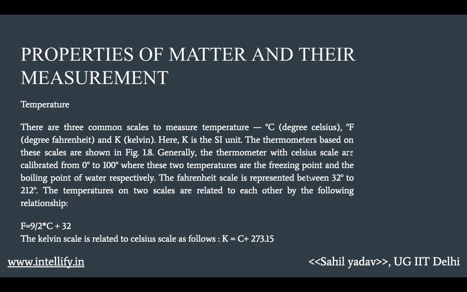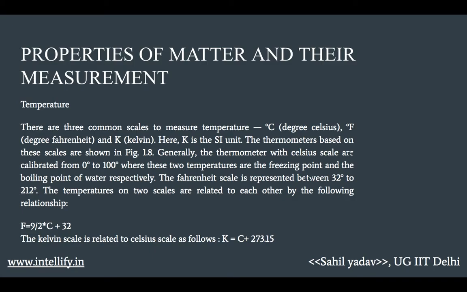Now, temperature. There are three common scales of temperature, that is degree Celsius, degree Fahrenheit and Kelvin. We don't use the word degree before Kelvin. Here Kelvin is the SI unit. We have thermometers that are based on different scales and that can measure in degree Celsius, degree Fahrenheit and Kelvin. Generally the thermometers with Celsius scales are calibrated from 0 to 100, where these two temperatures are the freezing point and the boiling point of water respectively.